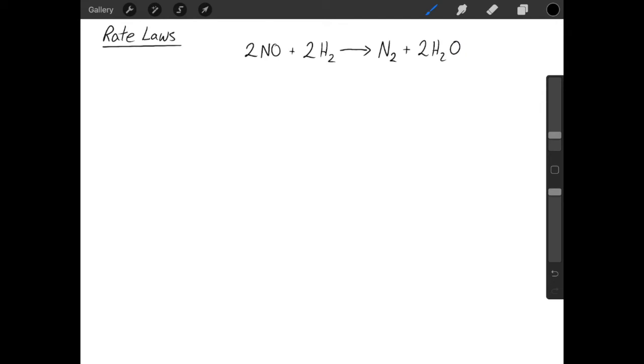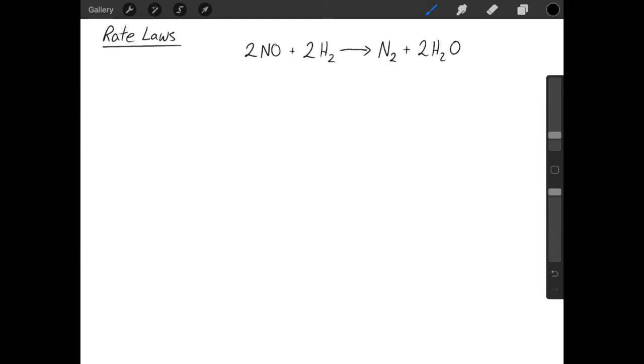Consider this reaction where you have two nitrogen monoxides reacting with two hydrogen gases to produce a nitrogen gas and two waters. The rate of this reaction is going to depend on the concentration of the reactants. If they don't collide with one another, the reaction can't happen. And if you increase the concentration of these reactants, you would expect the rate to go up. Right? You've increased the concentration, the collisions are now more likely, so the speed of the reaction is increased.